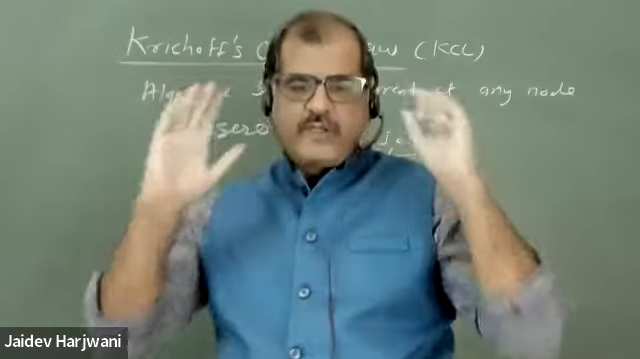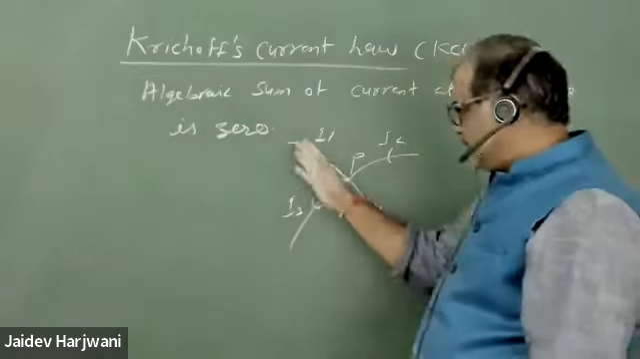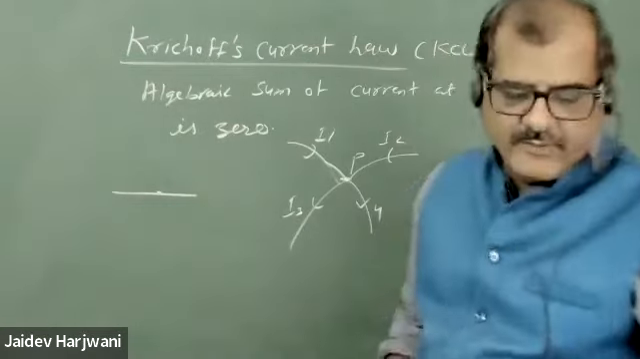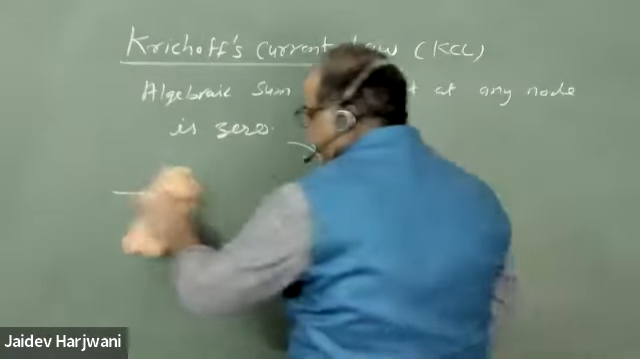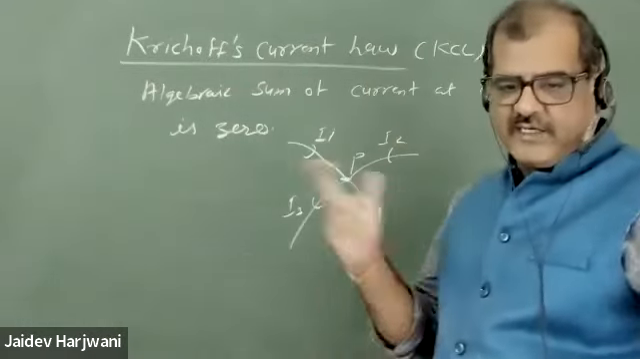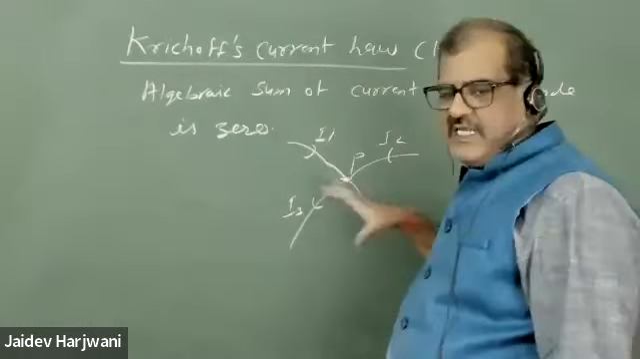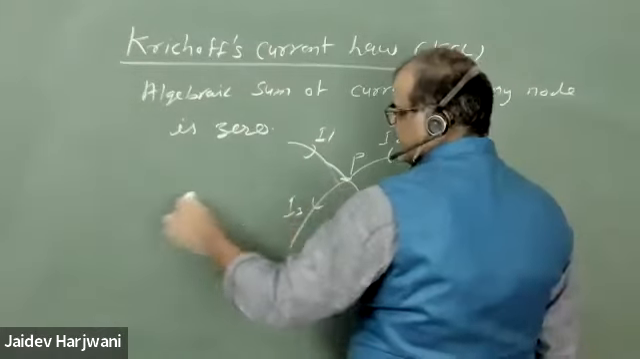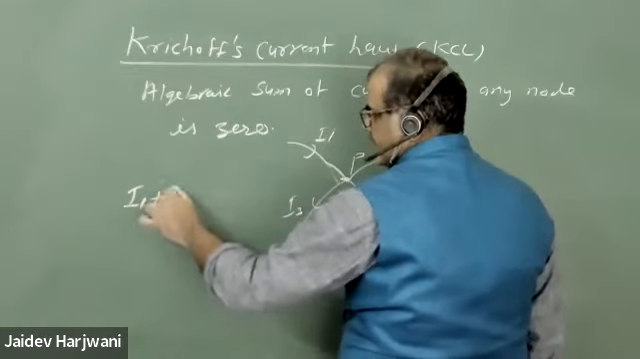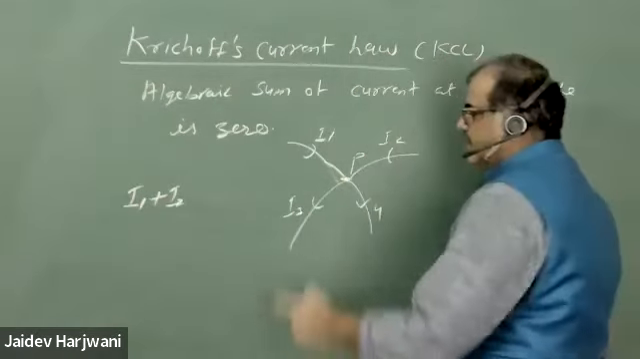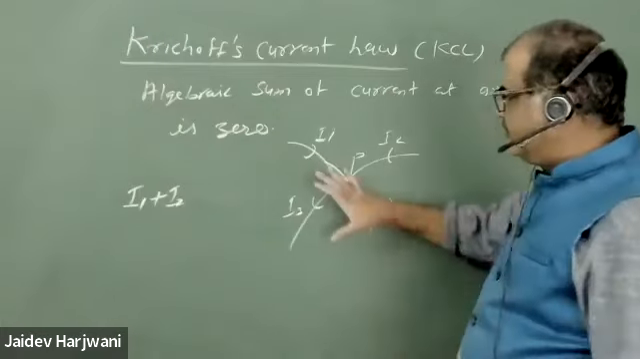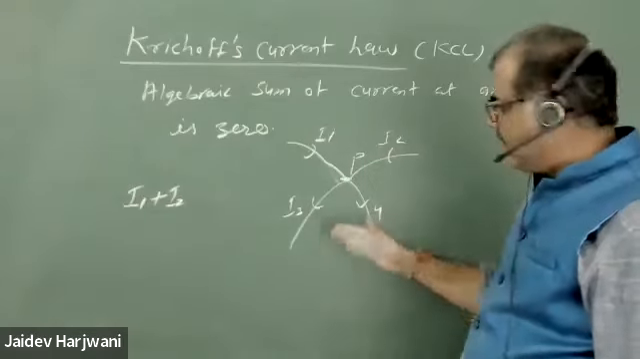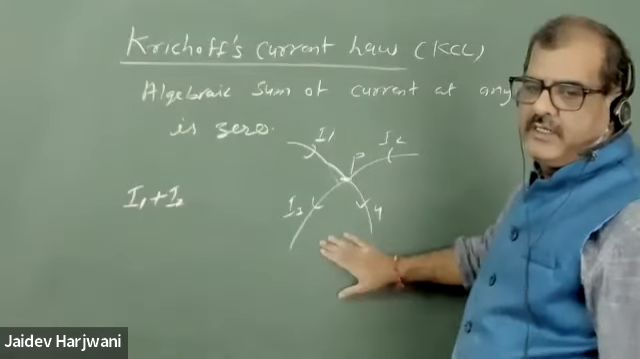There is no accumulation. Even though currents in the circuit are moving, for any point there is no charge accumulation. That means the current entering a point and the current leaving that point should be the same. That means the algebraic sum of current should be 0. For example, here I1, I2. There is a sign convention. You can take incoming current as positive and outgoing current as negative. It is a choice.